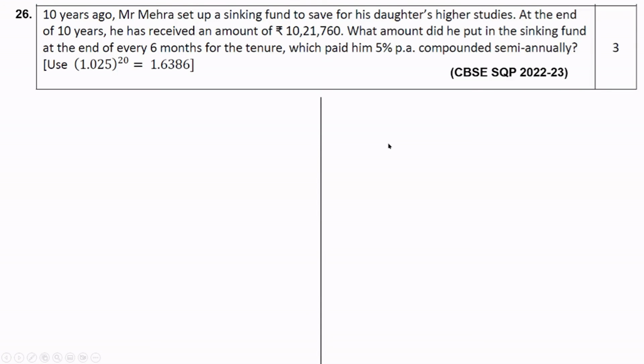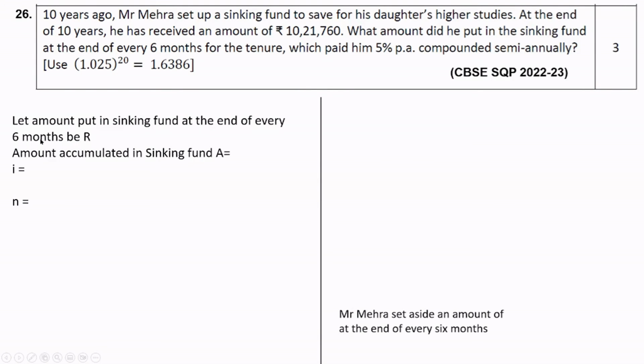So here we can see that 10 years ago, a person by the name Mr. Mehra, he set up a sinking fund to save for his daughter's higher studies, and the amount that was received is rupees 10,21,760. We have to find the amount that he has put in the sinking fund at the end of every 6 months during those 10 years, which paid him 5% per annum compounded semi-annually.